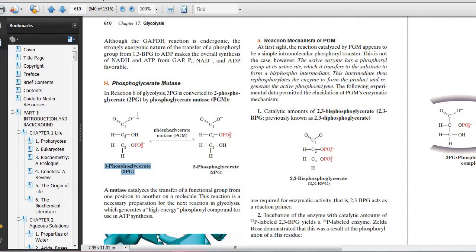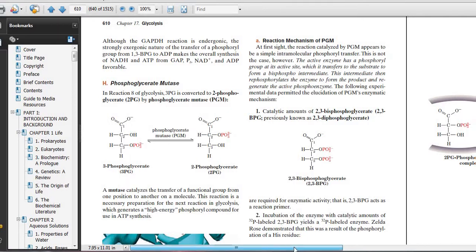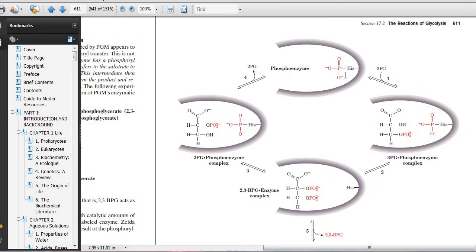Basically it looks like a very simple reaction, but for this reaction you require a catalytic amount of 2,3-bisphosphoglycerate as a reaction primer. That means to carry out this particular reaction, you require 2,3-bisphosphoglycerate in a very small concentration. So the question is, how does 2,3-bisphosphoglycerate arise? What we see here is just the transfer of the phosphate group from position 3 to position 2, but that is not actually happening.